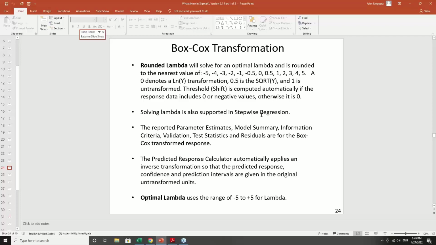But if it's stepwise regression or best subsets, we actually have an iterative process. And the way we do it for best subsets is we first do it using forward stepwise, solve for lambda, and then freeze the lambda value. But effectively, it's just what lambda value on the Y gives us our best normality on the residuals. And it just solves for the lambda. If you use rounded lambda, you're going to get a rounded value. If you use optimal lambda, you're going to get an exact value.